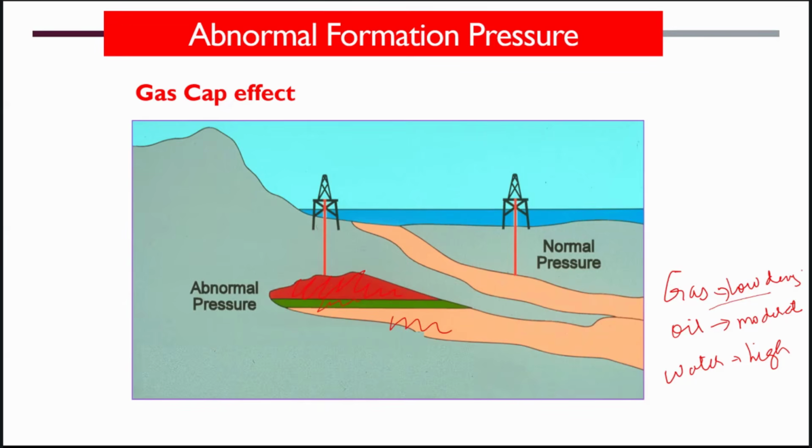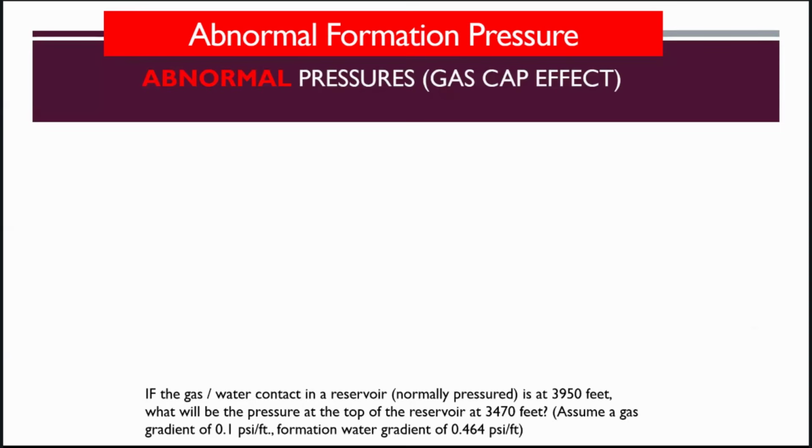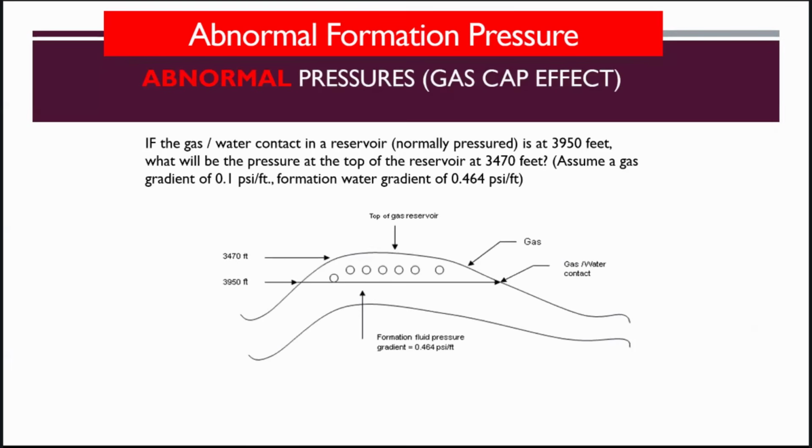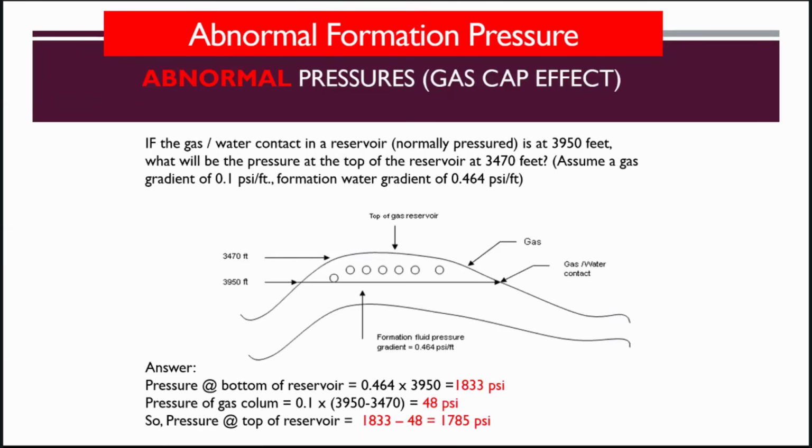So when you are drilling, you may have an envelope of gas sitting here which you have not expected. That also leads to abnormal pressure from a gas cap formation. And how can you find out if you have this or not? All this is done in your survey, when you do the survey of the formation, geological survey, seismic survey. At that time you know if you have any abnormal formation or not. We'll skip the calculation for today because we have less time.